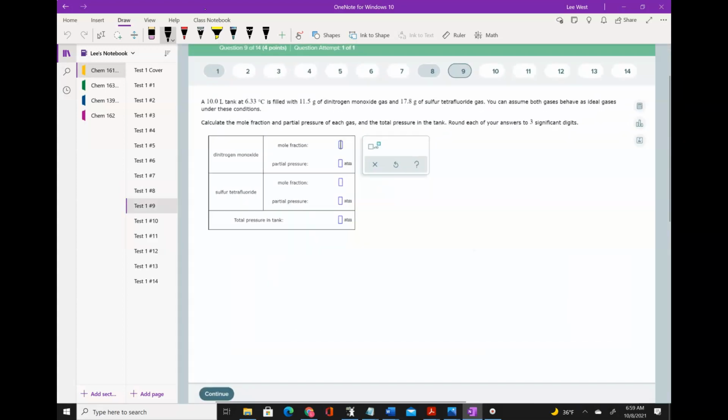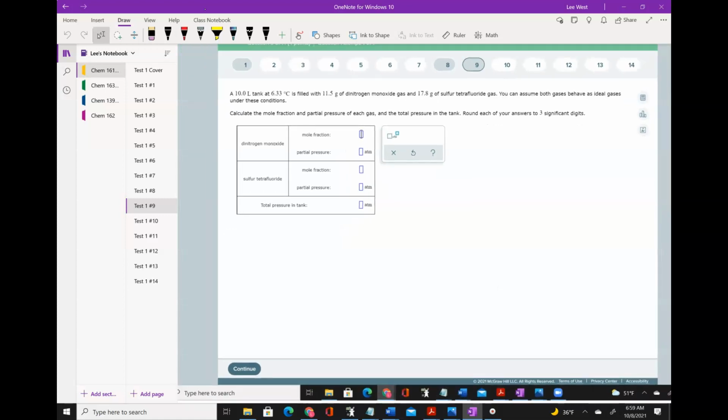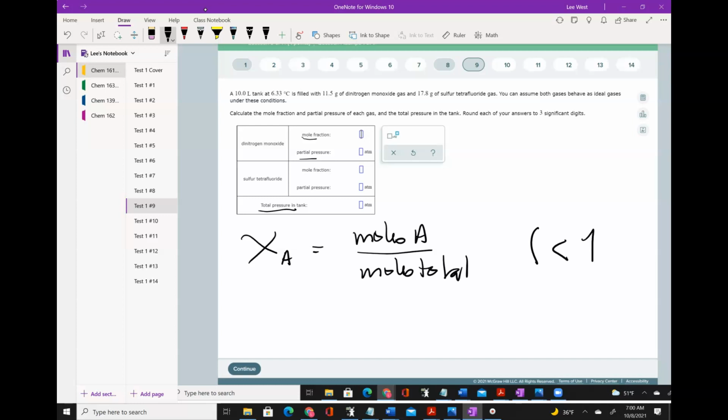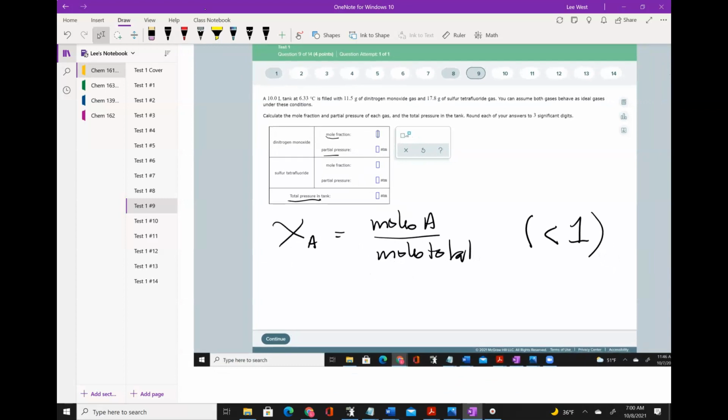This is definitely a little unusual, and it might take you back to see this. This question is asking us to calculate mole fractions and partial pressures in a mixture, and also the total pressure in a mixture of gases. We have to remember a couple of things. The mole fraction of species A is the moles of A over the total number of moles, and that number is always less than 1. That's what's going to allow you to calculate these two things.